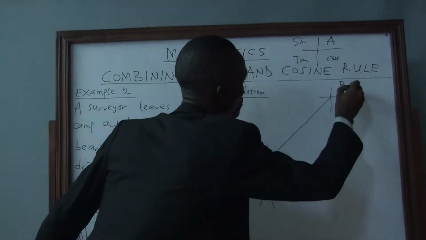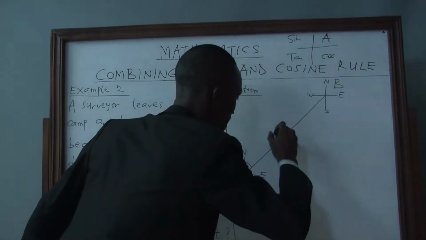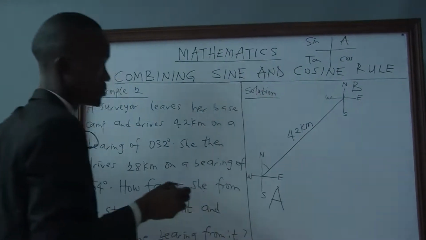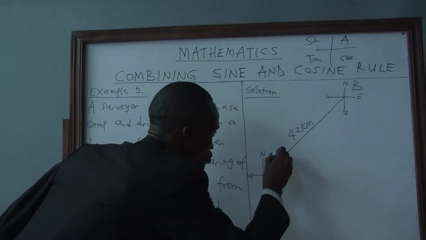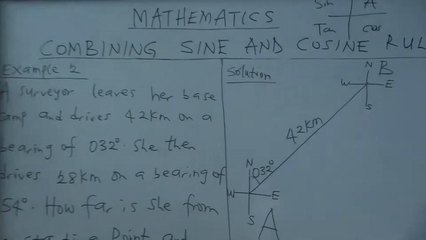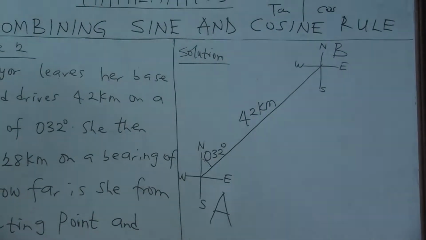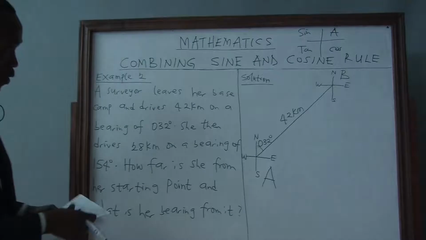So I will call this one B. This is north, south, west, east. Then the distance here is 42 kilometers, and this bearing is 032 degrees. Now after getting to this place, she changed her direction and moved on a bearing of 154 degrees.